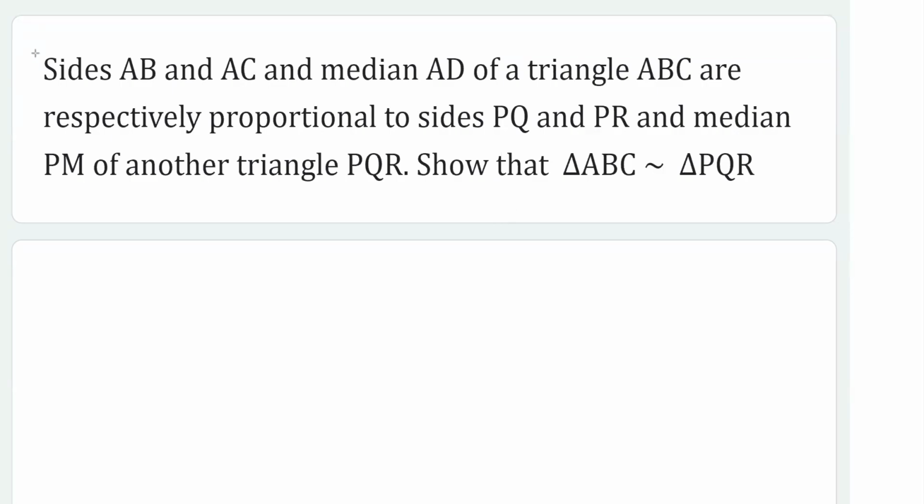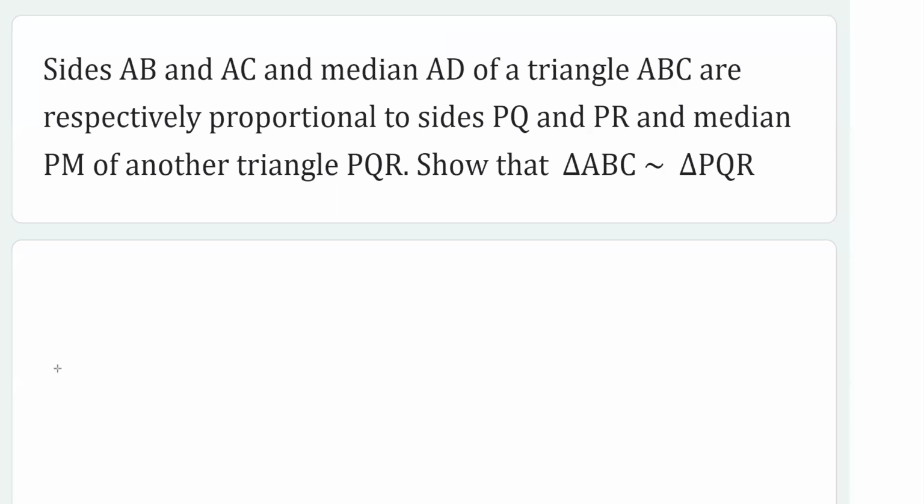We have one question from the chapter Similar Triangles. The question says sides AB, AC, and the median AD of a triangle ABC are respectively proportional to sides PQ, PR, and the median PM of another triangle. And we have to prove these two triangles are similar.